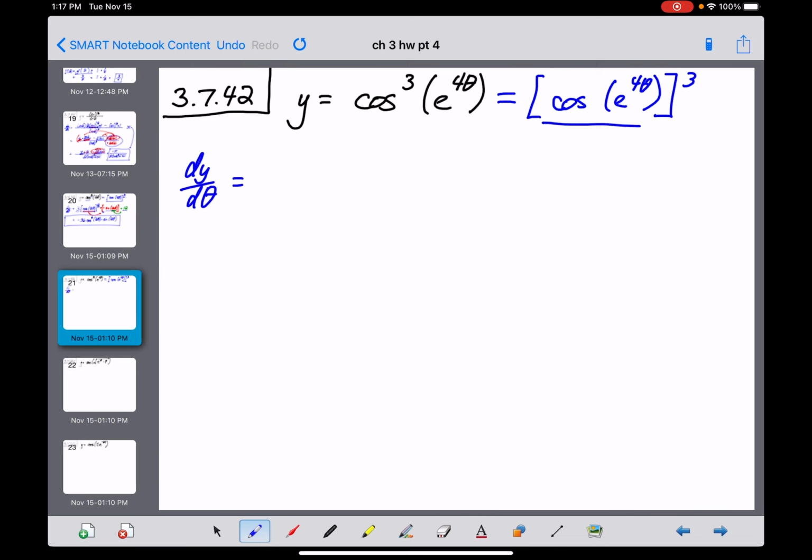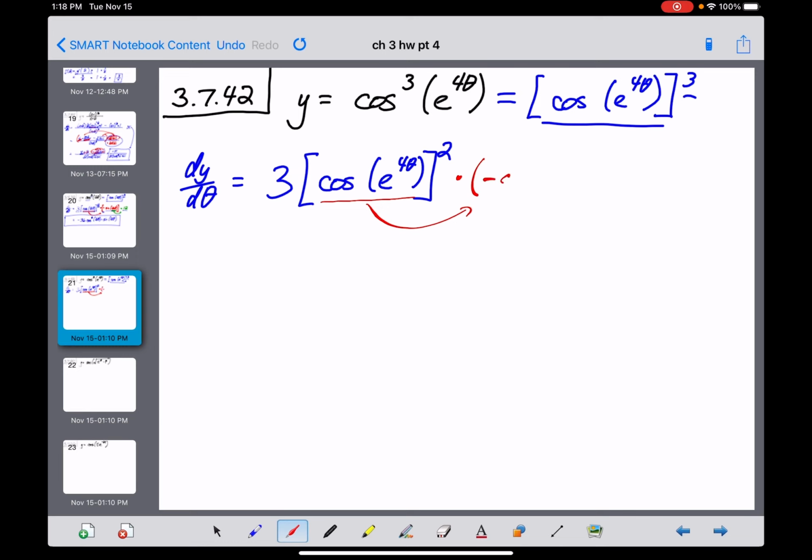We're taking the derivative of something cubed, so that's going to be 3 times the same base, the cosine of e to the 4th theta power, and now we drop that exponent by 1, so it's to the 2nd power. And then we multiply by the derivative of the base of that exponent. So here we go. The derivative of cosine of any angle is the opposite of sine of the exact same angle, e to the 4th theta. So that's going to take care of that.